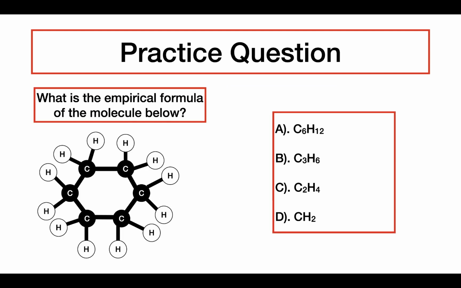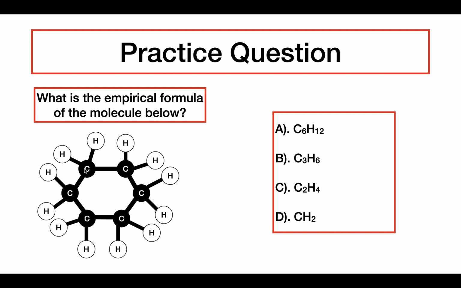Now let's apply what we learned to a practice question. What is the empirical formula of the molecule below? Take a second, pause the video, and find out what the answer is for yourself. So hopefully you paused the video. In order to answer this question, we first have to find how many carbons and hydrogens we have in our molecule. If you were to count them up, we have 6 carbons and 12 hydrogens.